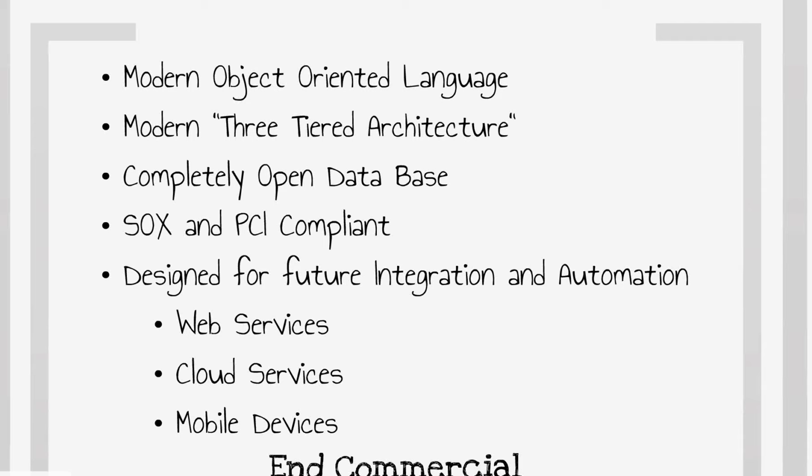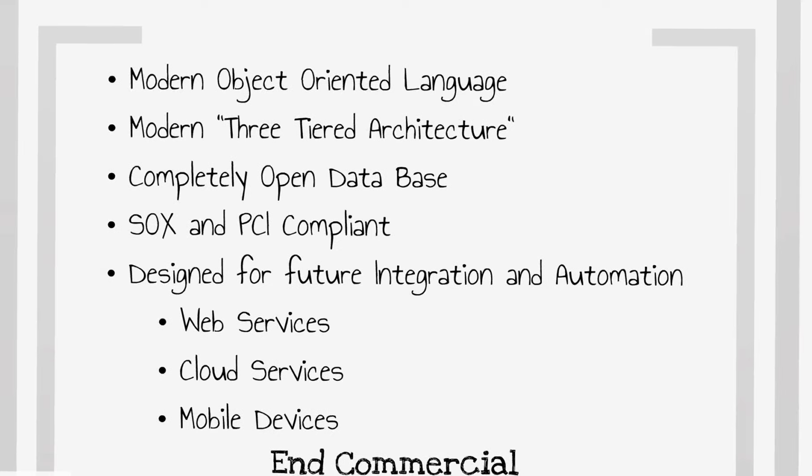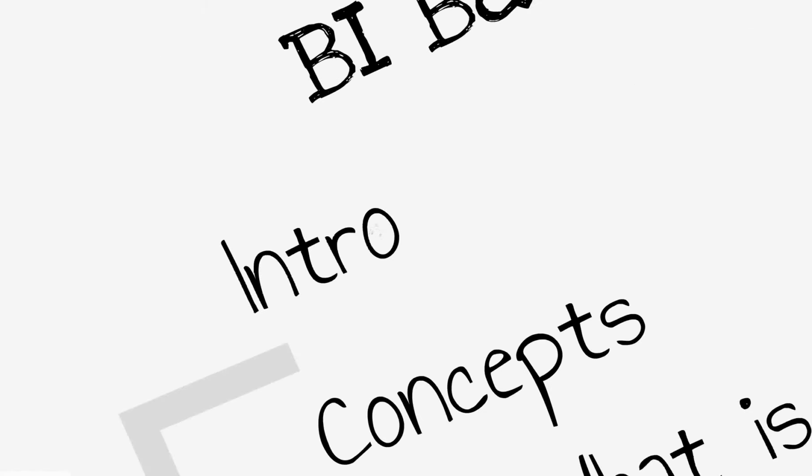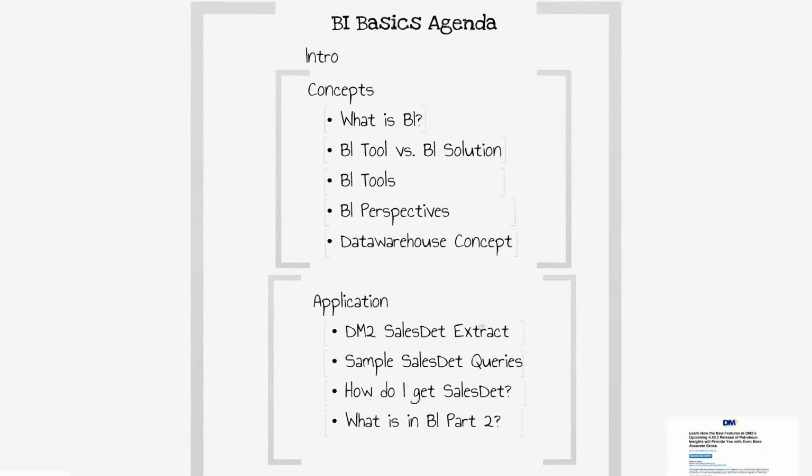The purpose of this rewrite is they're really designing it to improve integration and automation going forward, whether that be through web services, cloud services, and mobile devices. DM2 right now, we're in the process of also rewriting our modules in the same object-oriented language, the same 3-tiered architecture. All right, so there's the end of our little commercial. It is a world-class system. It is a good system to be building BI upon.